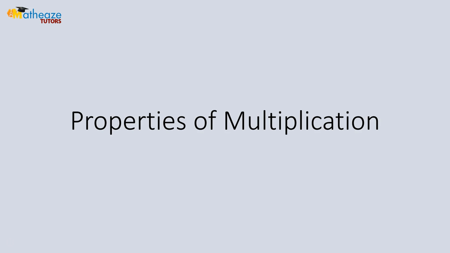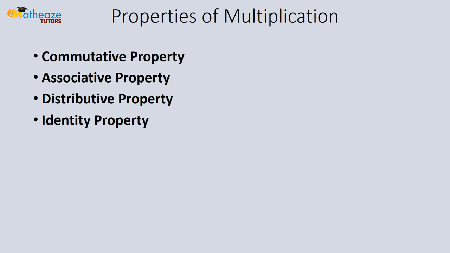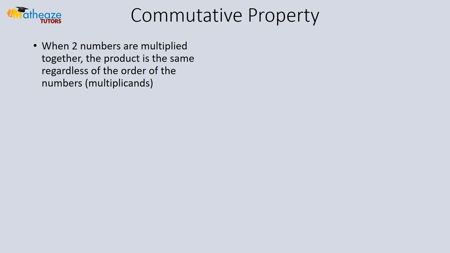Now we'll look at the properties of multiplication. We'll focus on the commutative property, the associative property, the distributive property, and the identity property. Let's get started with the commutative property.